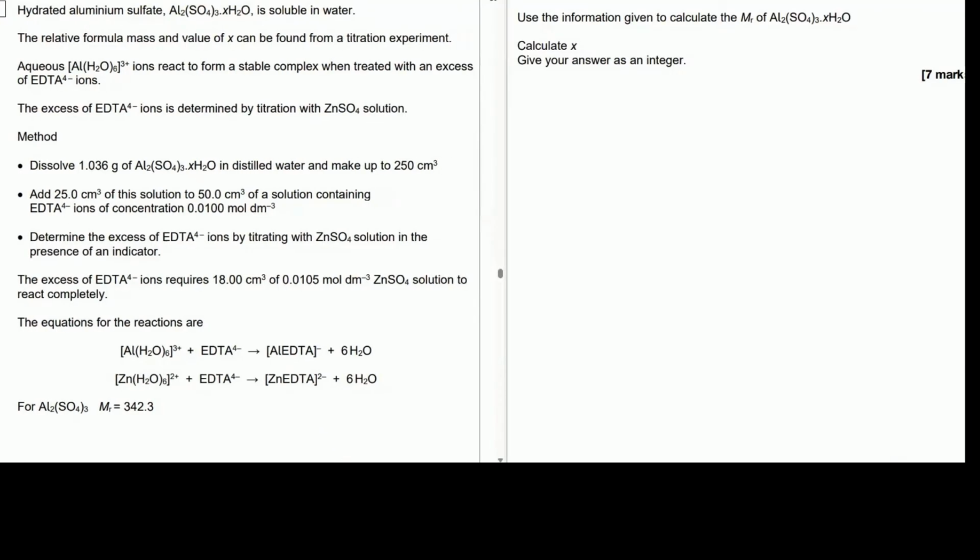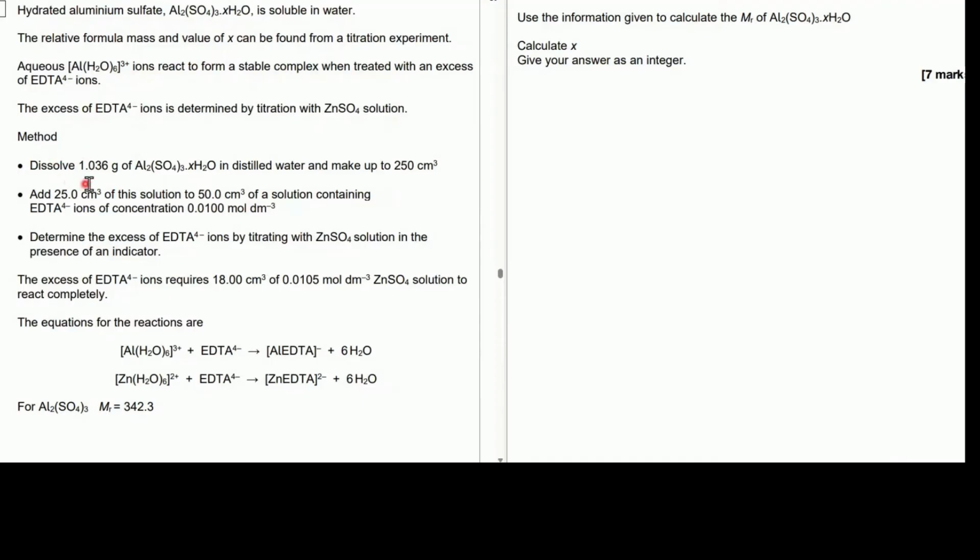Right, let's get this whole question in view. Hydrated aluminium sulfate, Al2(SO4)3.xH2O, is soluble in water. The relative formula mass and value of x can be found from a titration experiment. Aqueous Al(H2O)6 3+ ions react to form a stable complex when treated with an excess of EDTA4- ions. The excess EDTA4- ions is determined by titration with zinc sulfate.